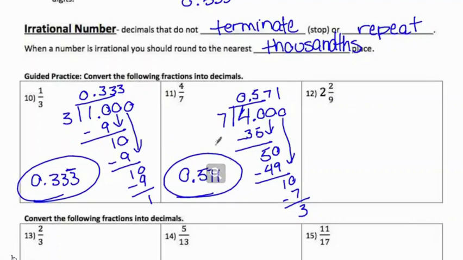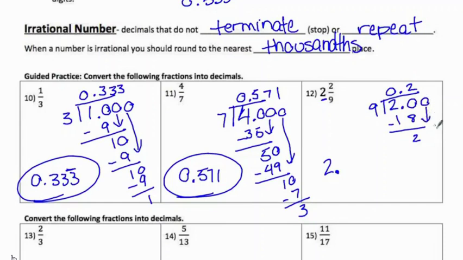Okay, let's look at our last example, number 12. So we have a whole number of 2, so the 2 is going to work just like it did in our other decimals. Now we have 2/9. 9 can't go into 2, so we add a 0 and a decimal, and another 0. 9 goes into 20 2 times. 18, subtract, and I get 2. Bring down a 0.